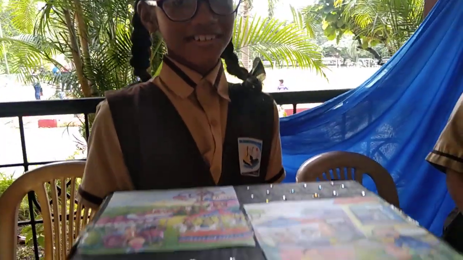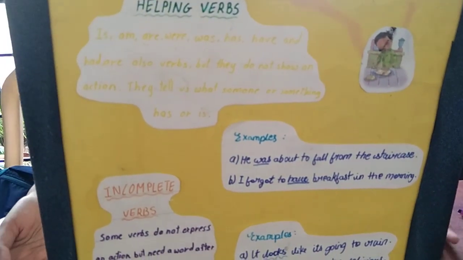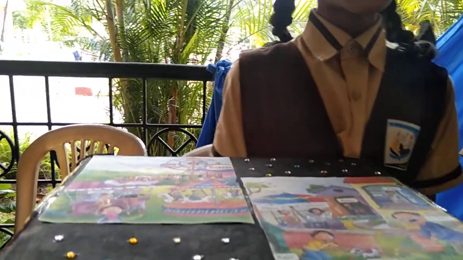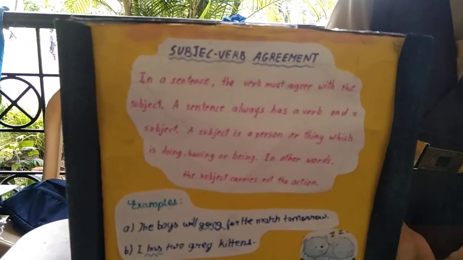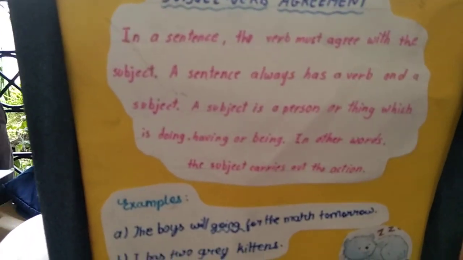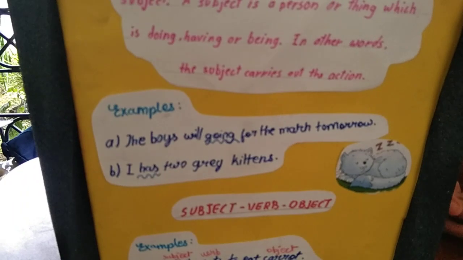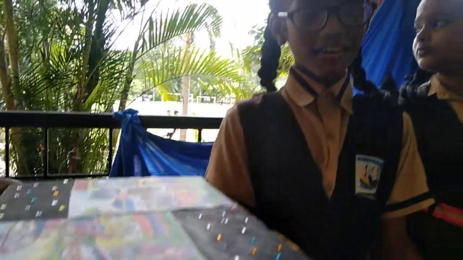Verbs are words which tell us what someone or something is doing. Helping verbs such as is, have, are, was, were, and had are also verbs, but they do not show an action. They are called helping verbs. In some sentences, the verb also has an object and a subject. A subject is the person which is doing, being, or having. The object is the person or thing which is directly affected by the verb.